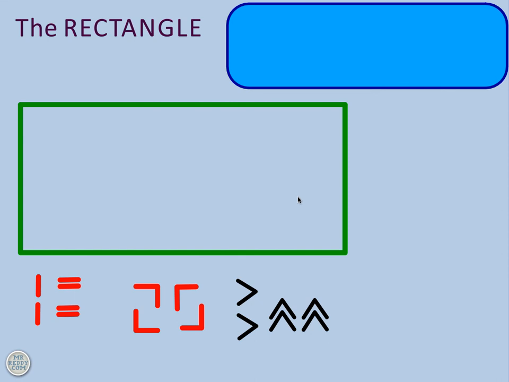I'm comparing a rectangle with a parallelogram and the properties of each. So let's start with the rectangle. It has one, two, three, four right angles.